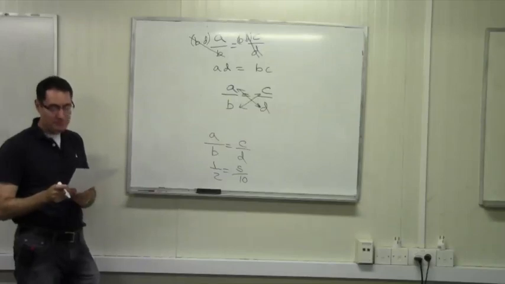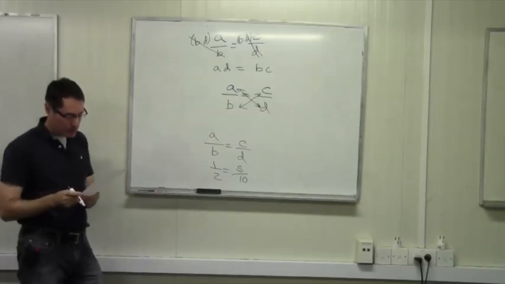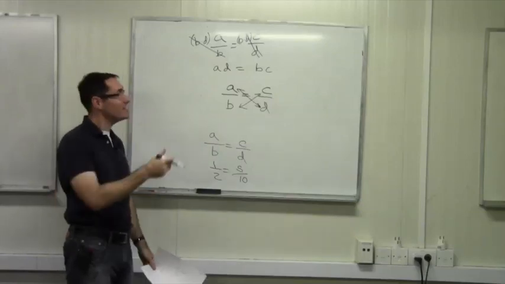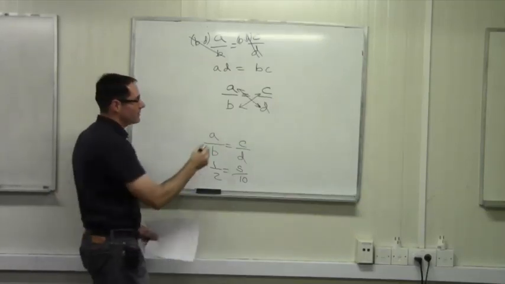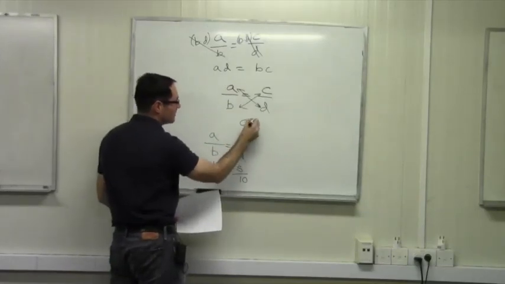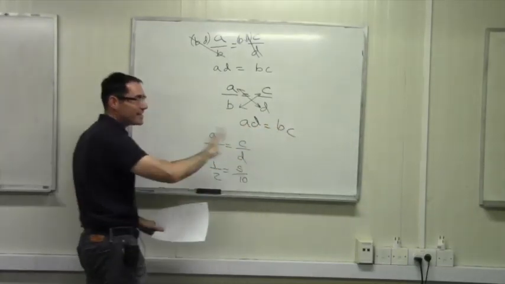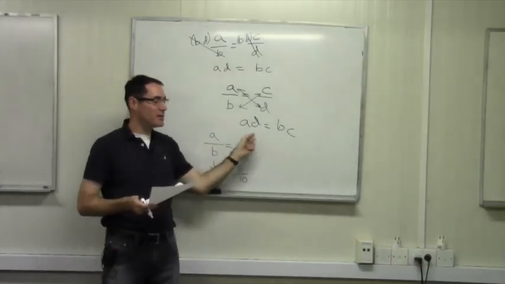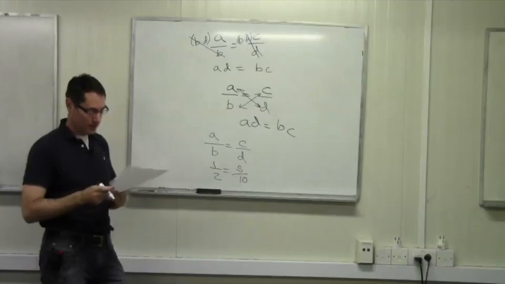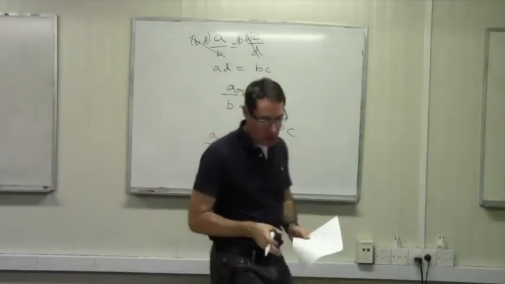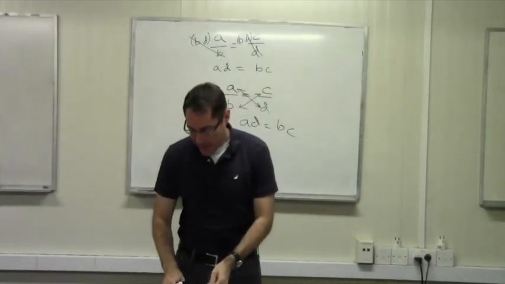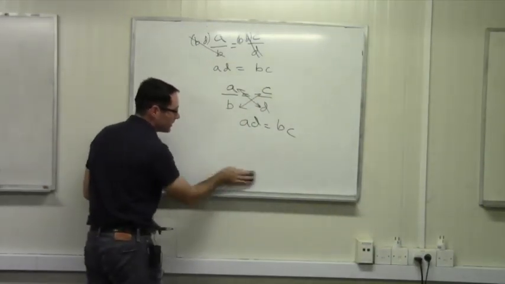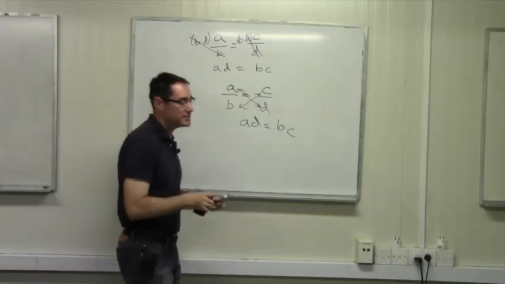This is called the cross product principle, otherwise known as cross multiplication. And it makes getting rid of fractions really easy if they're in this form. Because now we have a times d equals b times c. It's the easy way to do it. And it doesn't matter which side you put the equals on, because they're going to be the same. That's called cross multiplying. If you have a problem that involves a variable, it makes it easy to solve it.